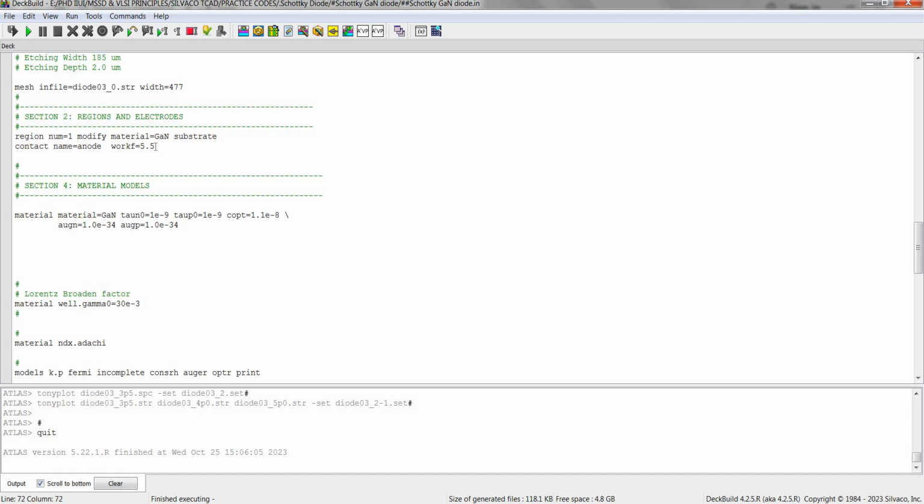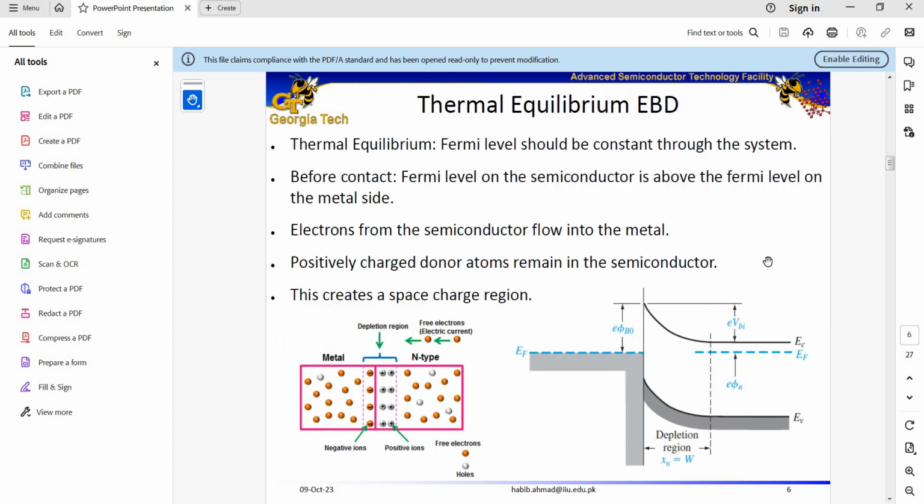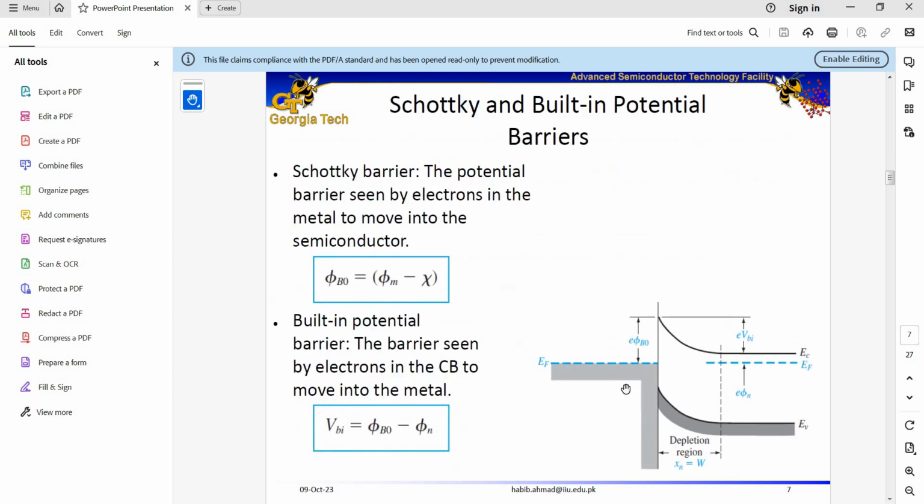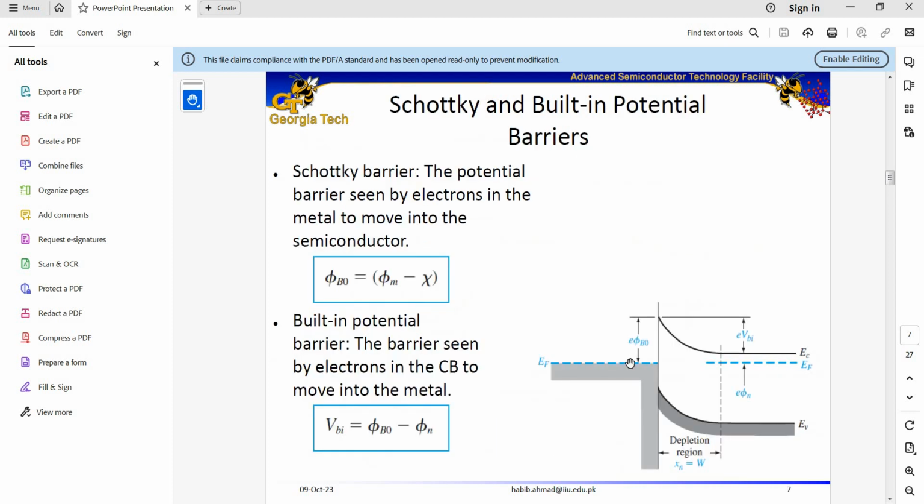Here I've defined a work function of 5.5 electron volts for the anode. So this kind of structure is going to give us Schottky behavior, and here is the energy band diagram of the same structure under thermal equilibrium. But under forward bias, this Schottky barrier would be slightly reduced. Let us focus on the energy band diagram of the Schottky diode under thermal equilibrium.